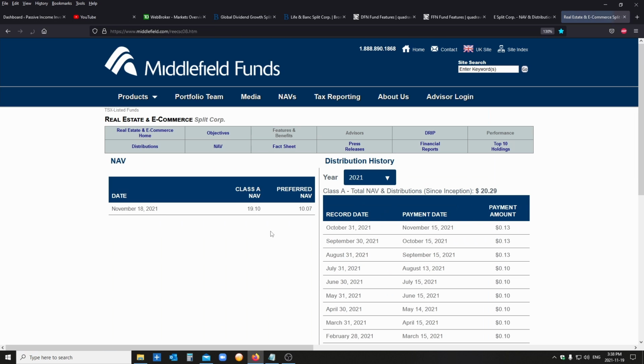Then if you click on NAV, this is the highest NAV I've ever seen on a split fund. It's $19.10. Preferred is $10. So you add them together and you have over $29. So way past the $15 unit NAV threshold for this one, right? So these are 6 examples, guys.